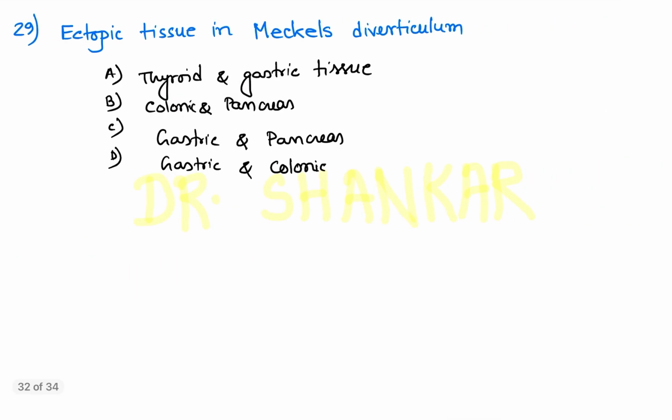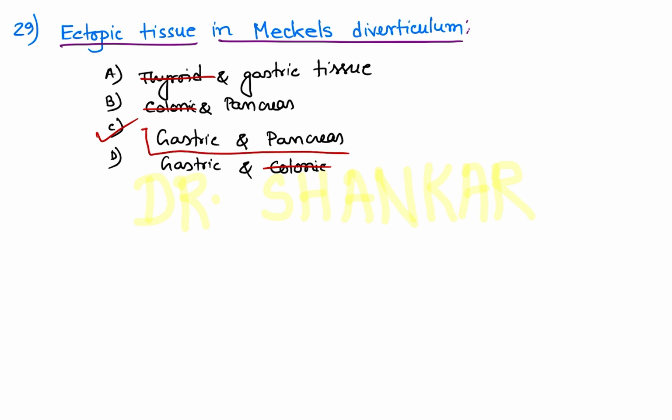Straightforward question. Next, coming to the question about Meckel's diverticulum. Ectopic tissue present in Meckel's diverticulum are thyroid and gastric tissue. No, thyroid tissue is not present in Meckel's diverticulum. Colonic and pancreas: not colonic tissue, pancreas tissue can be there. Gastric and pancreas, colonic, as I told you before, not colonic. So the option is gastric and pancreas. So this is the answer. Ectopic tissue in Meckel's diverticulum is gastric and pancreas.